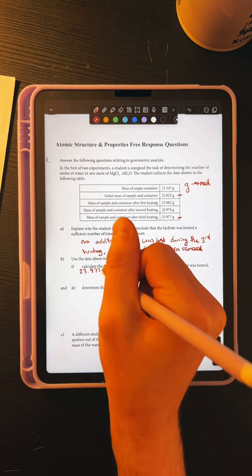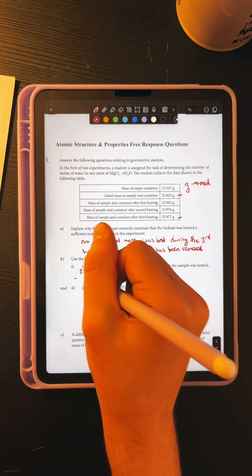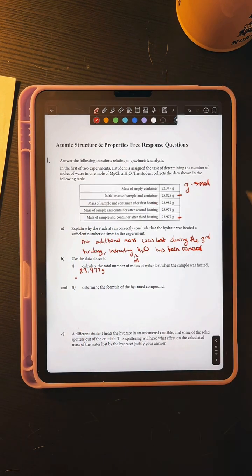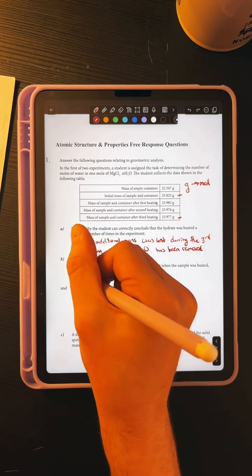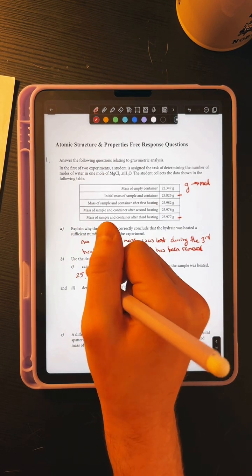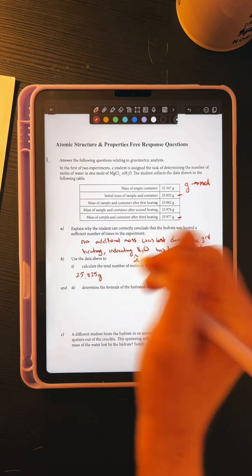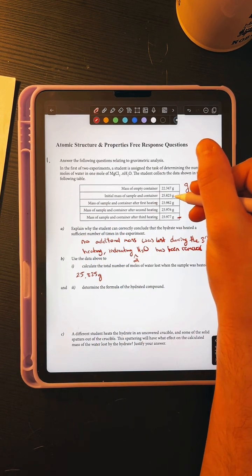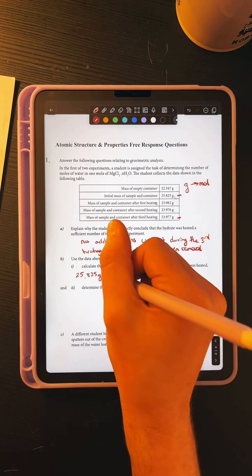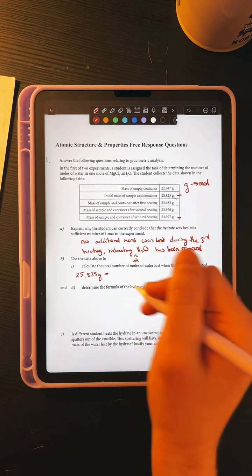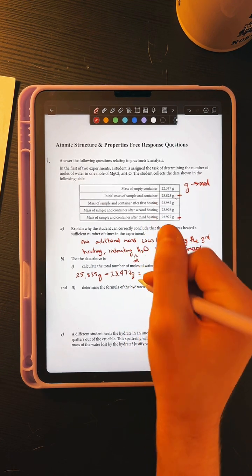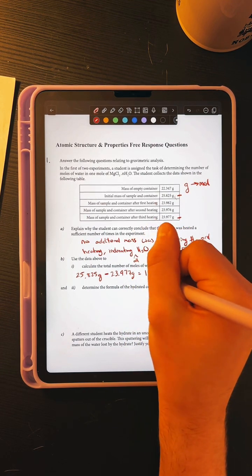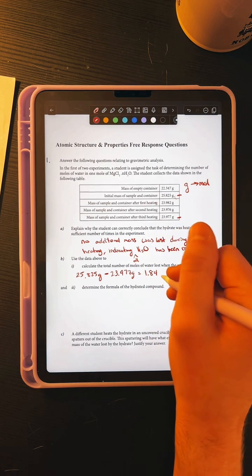23.977 grams, and we'll subtract from that 22. Nope, I'm on the wrong problem. Sorry. Oopsie. We're going to start with the 25. That's what I want to start with. The 25.825 grams. That's our mass of the hydrated compound. And we'll subtract from the mass of our dehydrated, so that's the 23.977 grams, giving us a total mass of water in our sample of 1.848 grams.